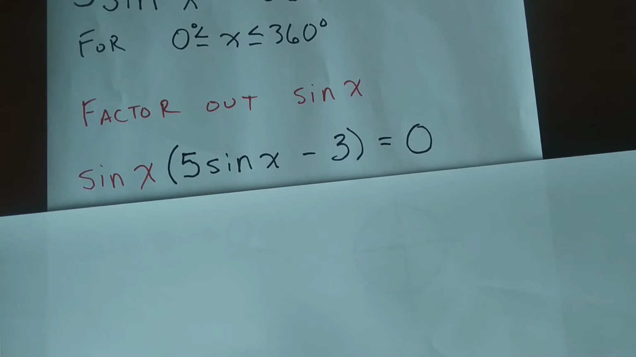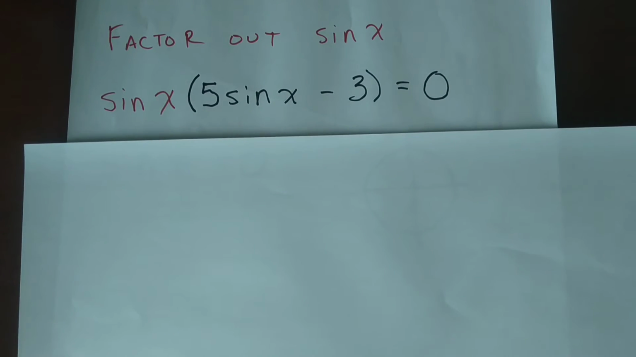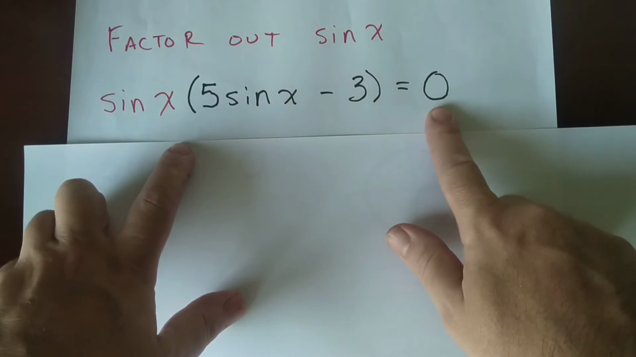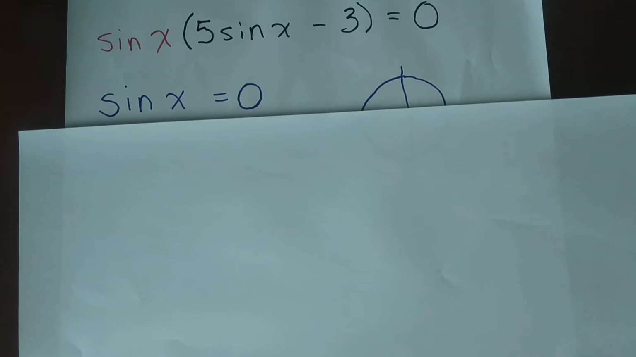We have the set of 2 equations. Okay, equation number 1. We're going to take this: sine of x is equal to 0. So I'm going to come here. The sine of x is equal to 0.